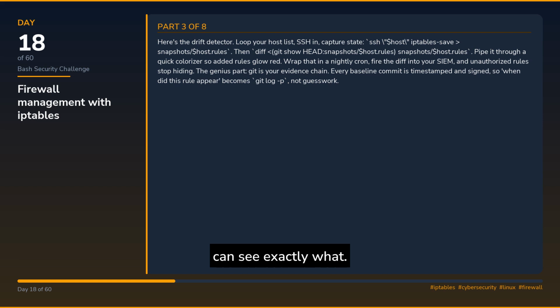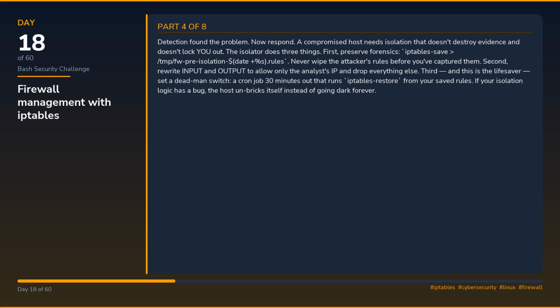The genius part: Git is your evidence chain. Every baseline commit is timestamped and signed, so "when did this rule appear" becomes git log -p, not guesswork. Detection found the problem. Now respond.